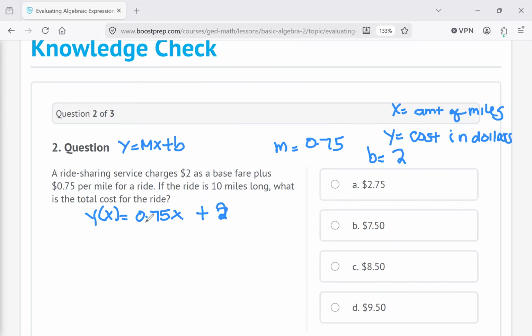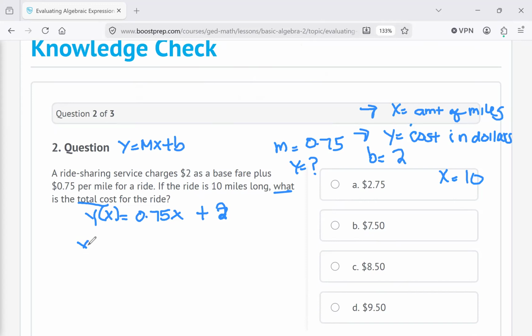Okay. And then what we're going to do is figure out, are they asking for an input or an output? Input in our case is the X value. So are they asking for the amount of miles, or are they asking for the Y value, the cost in dollars? It says, what is the total cost of the ride? So that's your clue. They're asking for a Y value, the output. So that's what we need. If the ride is 10 miles long, they actually tell us another piece of information. 10 miles is the amount of miles, so they tell us an X value.